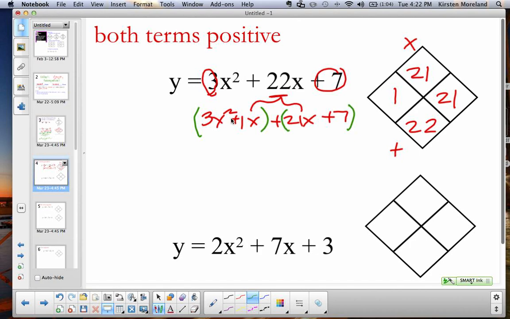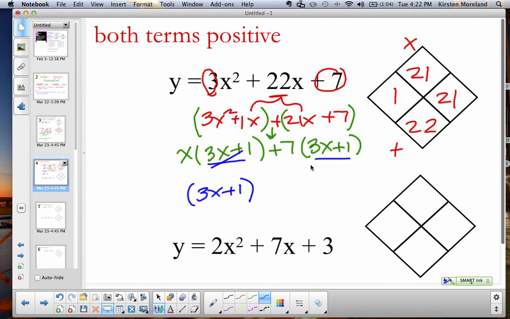So what I can factor out of a 3x squared and a 1x is just an x. So I'm left with 3x plus 1. 21x and 7 have a 7 in common. You want to carry this plus sign down, because I'm factoring out a positive 7, and I'm left with 3x plus 1 as well. Now my parentheses match, so I pull that out front.